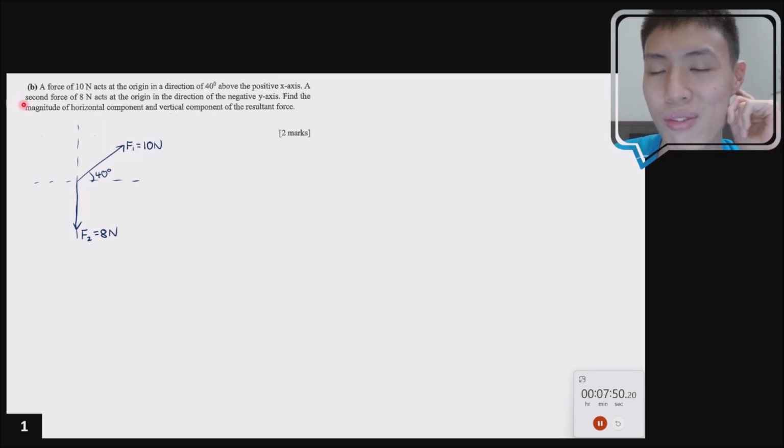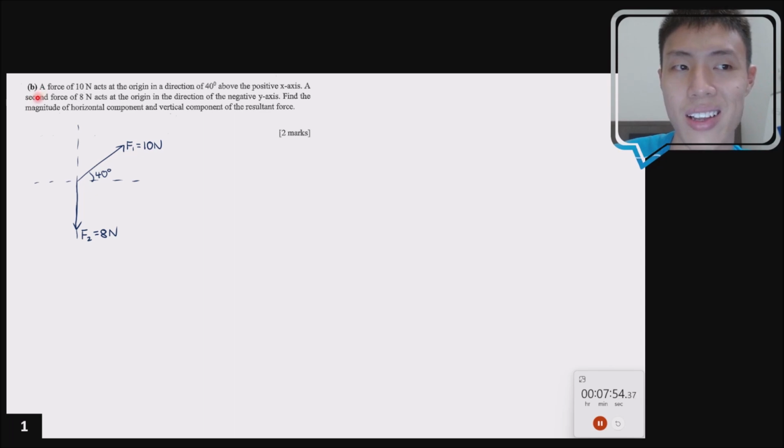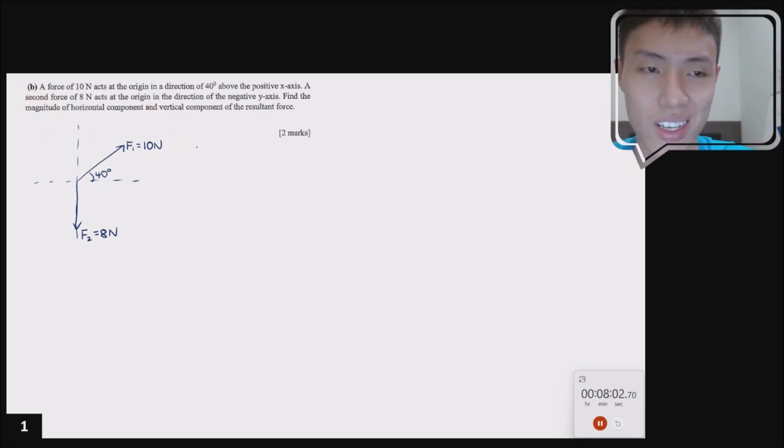Probably they are not interested in the sign. Because if it's me, I'll probably ask to find the horizontal and vertical component, then I know I need to keep the sign. But they write magnitude, so I'm not sure whether I need to keep the sign or not. But never mind, I don't think they are so concerned with all these things. Let's just find the resultant force first.